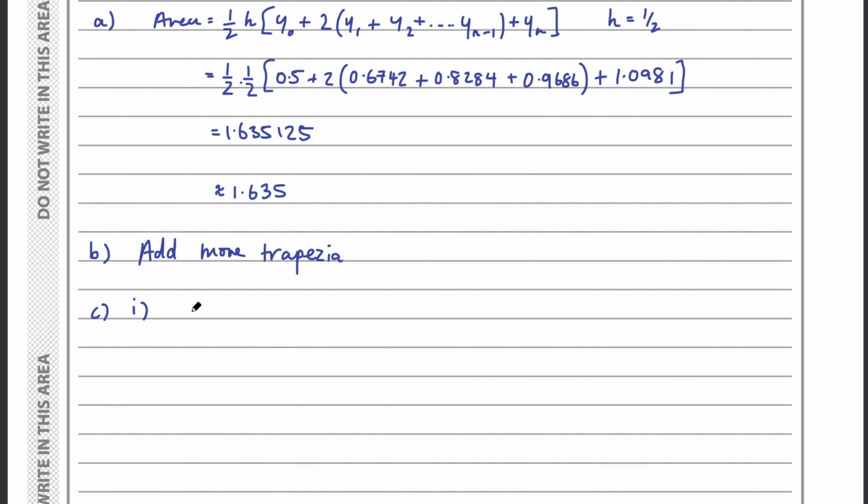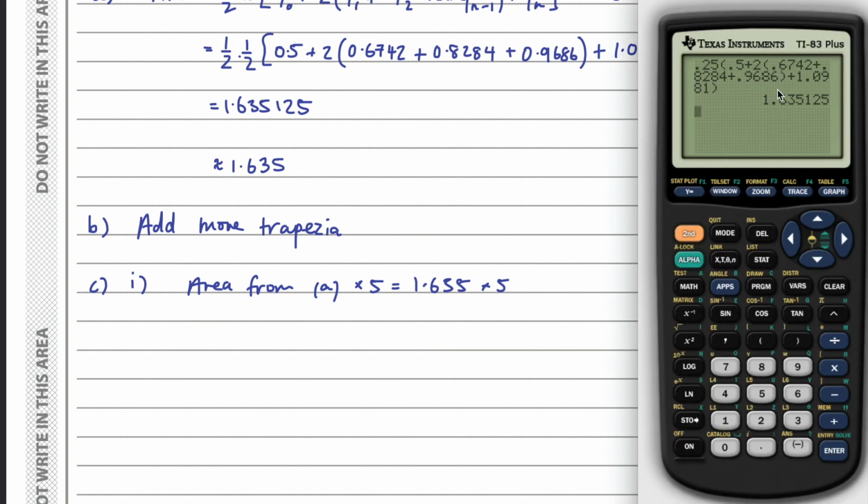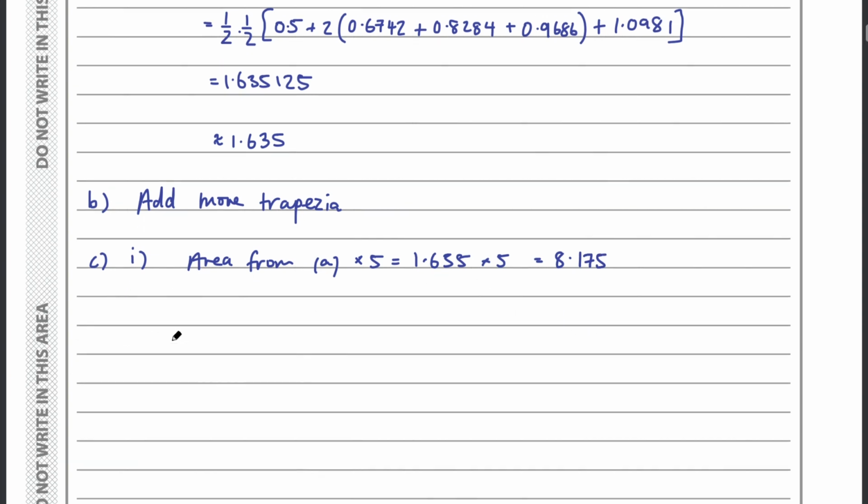So we can say area from A multiplied by 5, which is 1.635 multiplied by 5. So put that into a calculator. Now you could take your unrounded answer, but in the question it says take your final answer from part A and use it for part C. So we need to just do 1.635 times 5, which is 8.175 as our approximation for the area for part 1.